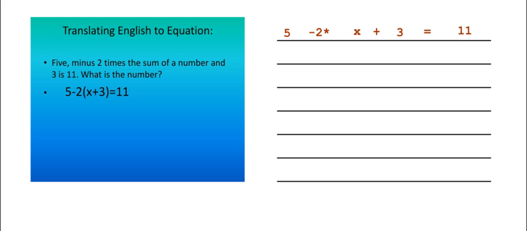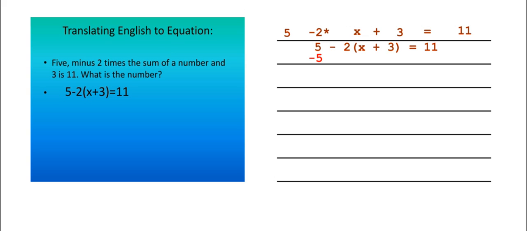There it is. So 5 minus 2 times the sum of, so we're adding x plus 3. Sum of a number and 3, and is equals 11. So there's our expression. Do remember, we need parentheses though. So there's our parentheses. So there's our full statement now: 5 minus 2 times in parentheses x plus 3, close your parentheses, equals 11. And now let's try to solve, because it's asking us what is the number. So the question is, what is the x in this case?